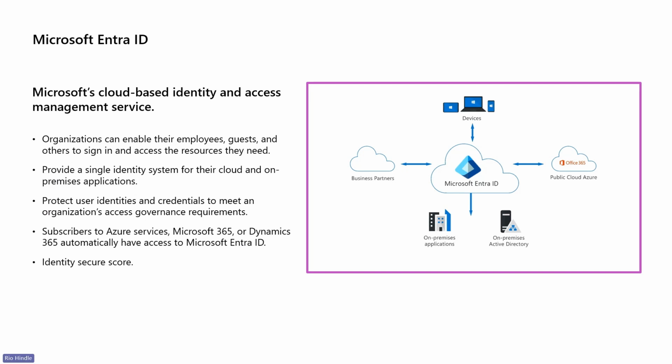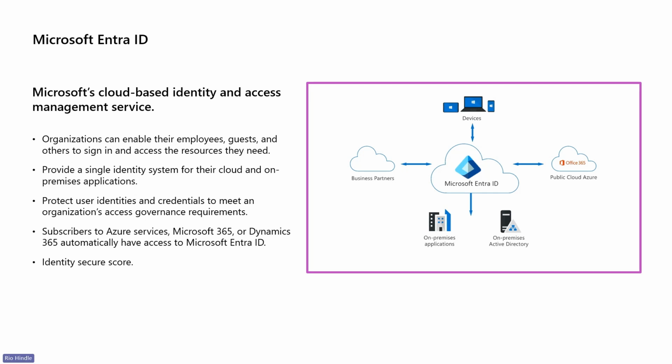Subscribers to Azure services, Microsoft 365 or Dynamics automatically have access to Entra ID. Users of these services can take advantage of the services within Entra ID and also enhance their Microsoft Entra implementation by upgrading your users to Entra ID P1 or P2 or any of the premium licensing. Not only that, though, we do have the Identity Secure Score piece, which helps you as an administrator measure your identity security posture, plan identity security improvements, such as use MFA or deprecate legacy authentication protocols, and review the success of your improvements.